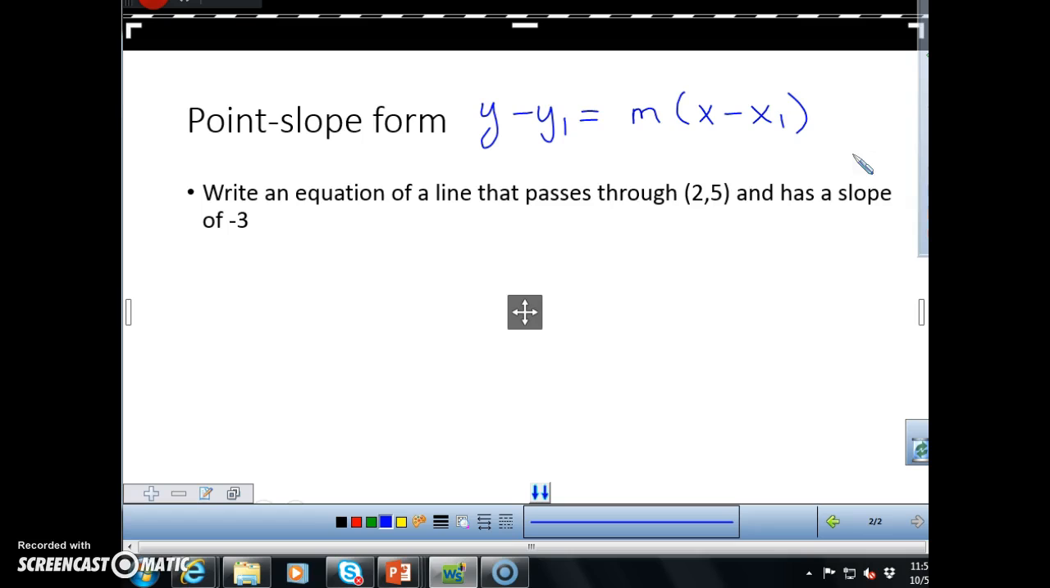So if you look at the example, I give you a point and I give you a slope, and because math makes sense, if you've got a point and a slope, you're going to use point slope form. The point is going to be your x1, y1, and your slope is your m. And so we are going to substitute these values into the form.